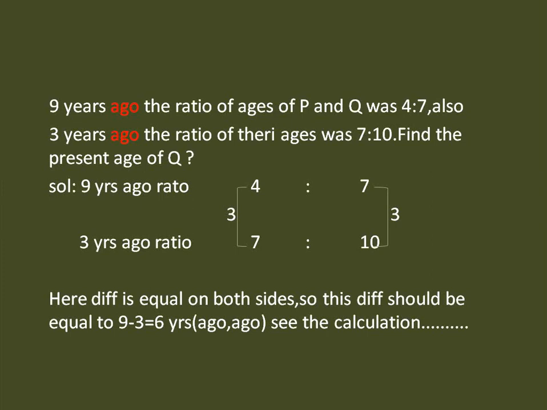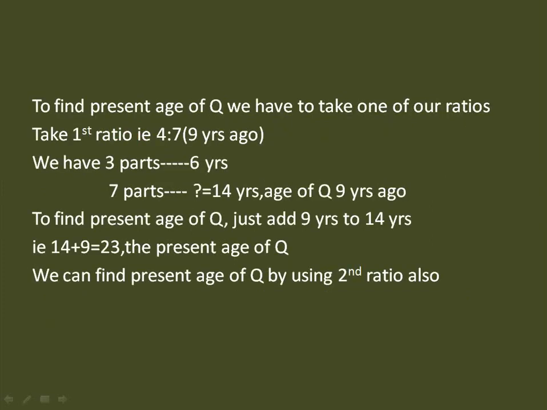The difference is equal. Now, let us move on to the calculation. To find the present age of Q, we have to take one of our ratios. The first ratio is 4 is to 7. This ratio belongs to 9 years ago. So, 3 parts are 6 years. How has this 6 come? 9 years ago, 3 years ago: 9 minus 3, so 6 years.